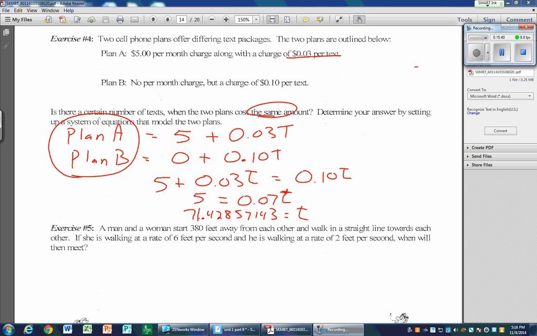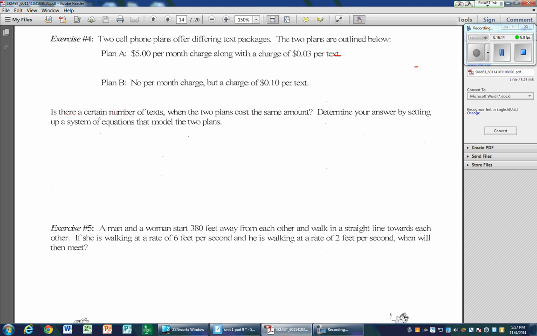No offense to the author of this worksheet, but they're never going to be the same amount because you can't send part of a text, okay? There is not part of a text. That's a decimal. That's part of a text message. So they're never going to be the same amount. When are they going to be closest? 71 texts, okay? So I'm sure that they had all good intentions. That should have come out to be exactly a whole number. So when are they going to be the same? Never, because you can't send part of a text. And away it goes.